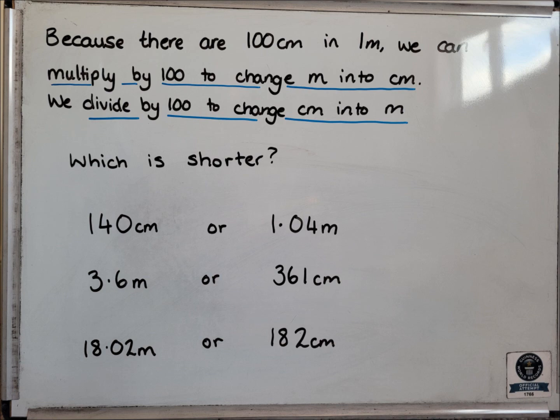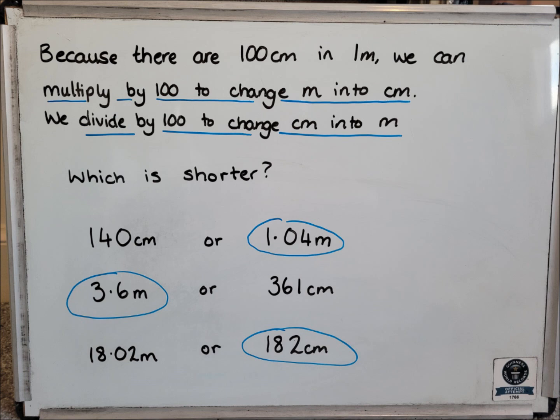Okay, the answers are on screen just now. So 1.04 metres is shorter, 3.6 metres is the shorter one in that example, and the last one, the shortest one there, is 182 centimetres. So hopefully you were able to convert and then work out which one was the shorter length.